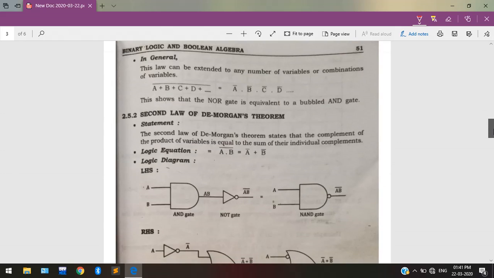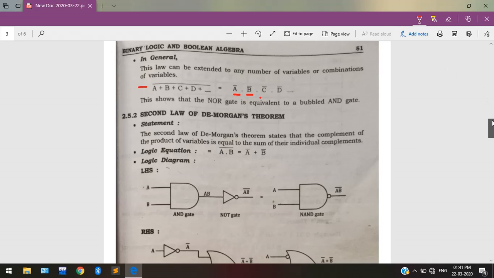So in general, the law can be extended. If there are more than 2 inputs, then you have to simply write A bar plus B bar plus C bar plus D bar, and on the RHS side you have to cut the line and change the sign, like A bar dot B bar dot C bar dot D bar, like that. So this is the first theorem of De Morgan.